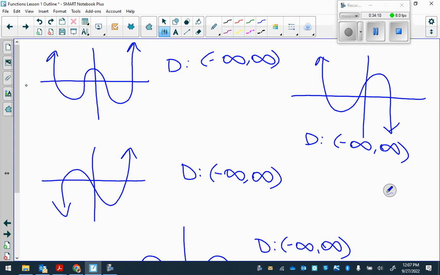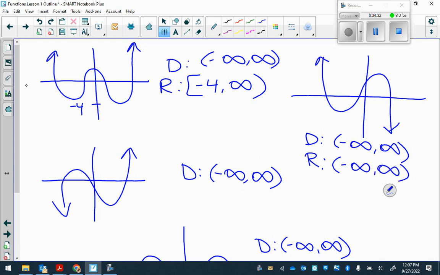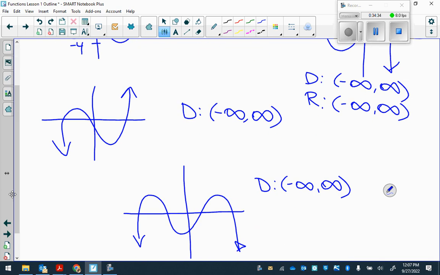Okay, the range obviously will change. If this was, say, -4, what would my range be? And -4 will have what? Good. Okay. What would my range be here? Good. Negative infinity to infinity. How about my range here? Good.